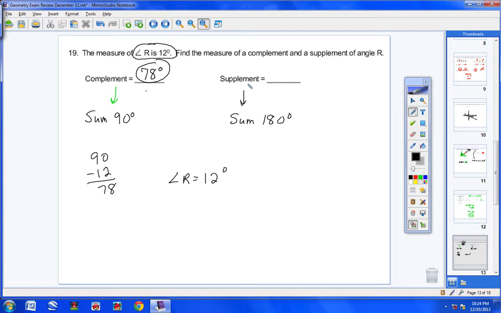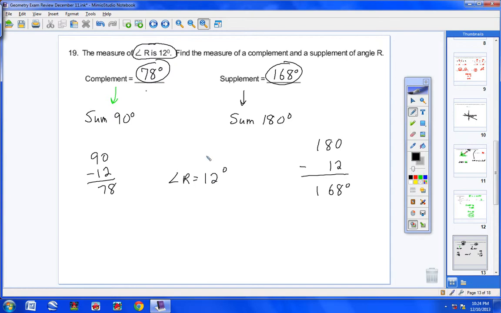Now over here, when I ask you to find the supplement, all that I'm asking you to do is find this angle here, so that when you add it to the given angle, 12 degrees, you get 180. Well, obviously it's going to be 168 degrees, because 168 plus 12 is 180. All that I did was take 180 and subtract out my given angle, which is 12 degrees, and you will get 168 degrees.